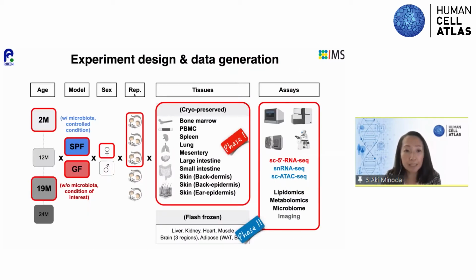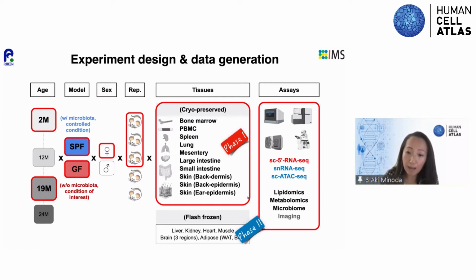So here is the setup that we did. We took, as I mentioned, 2 different ages, SPF and germ-free. Our data is only from female, at least of that we are generating single cell data sets on. And we have generated 3 mice worth of data, at least. And these are the list of the tissues depicted here. And as I mentioned, this is all single cell 5' RNA-seq, that we're calling phase 1.